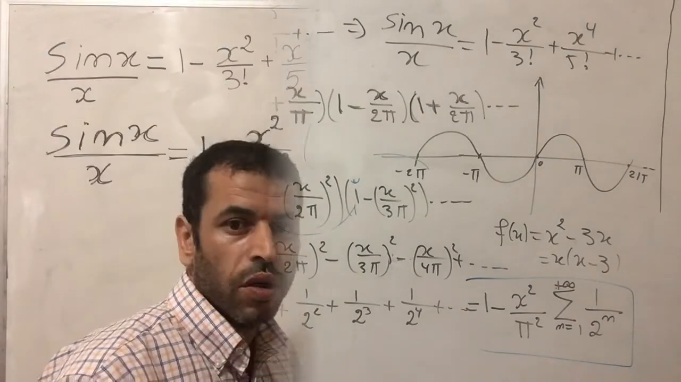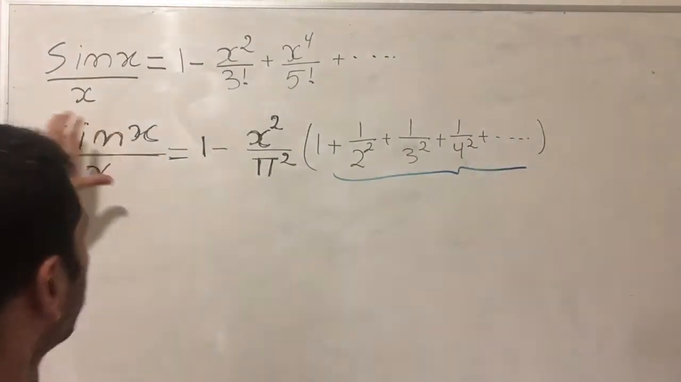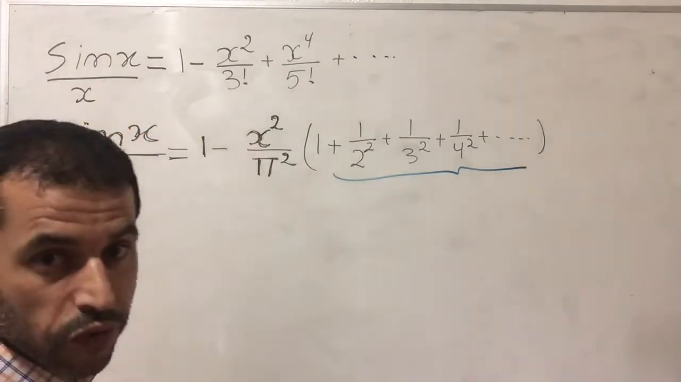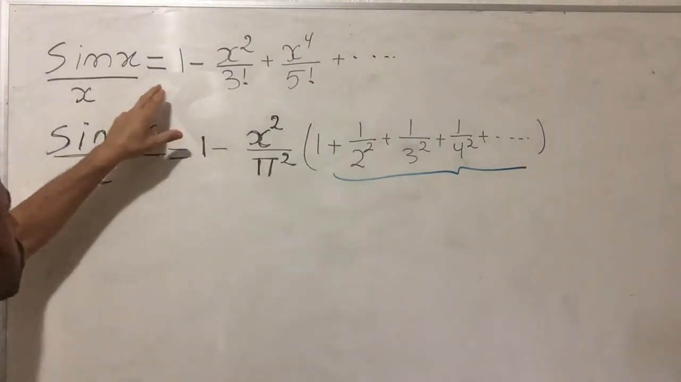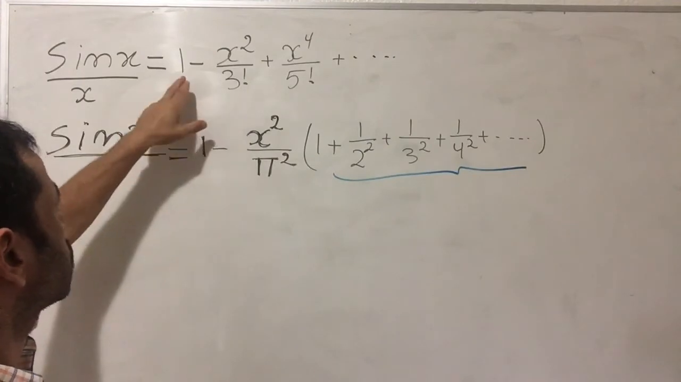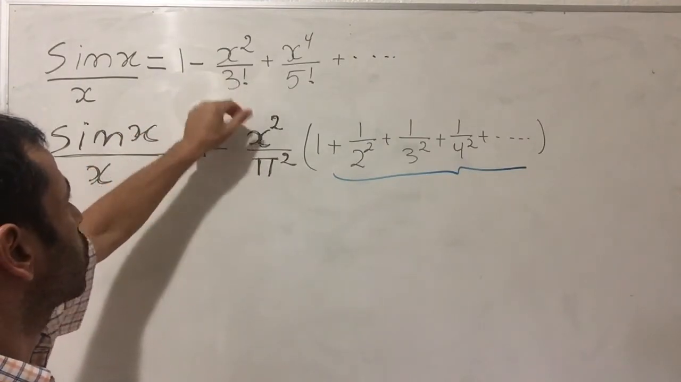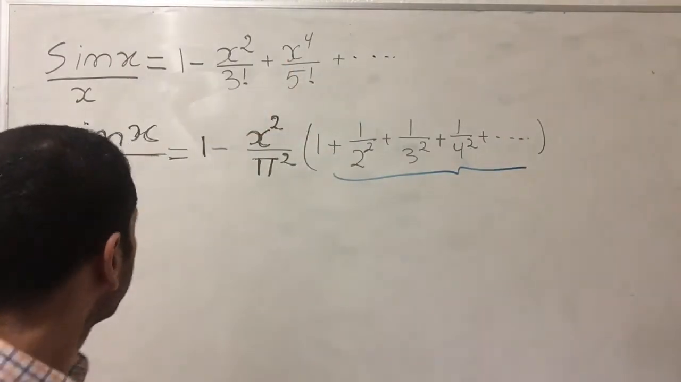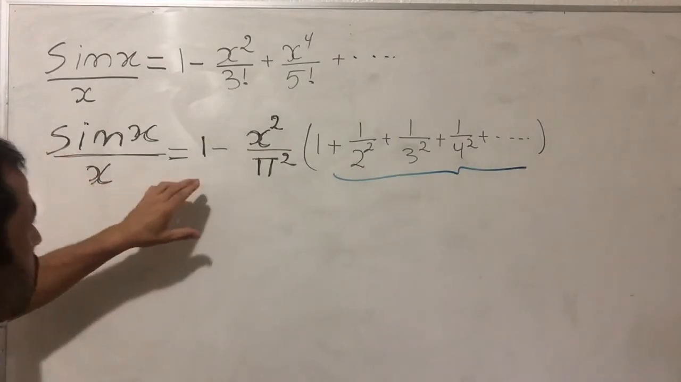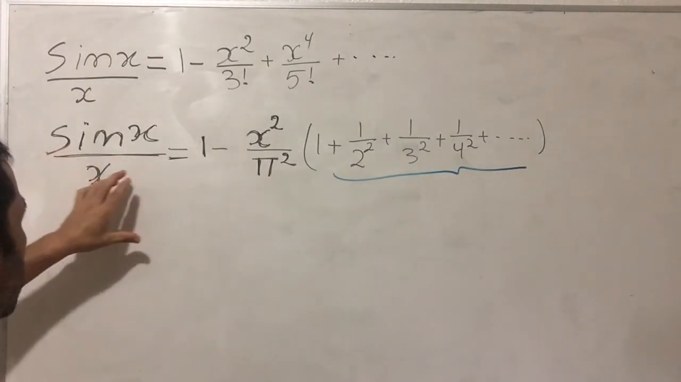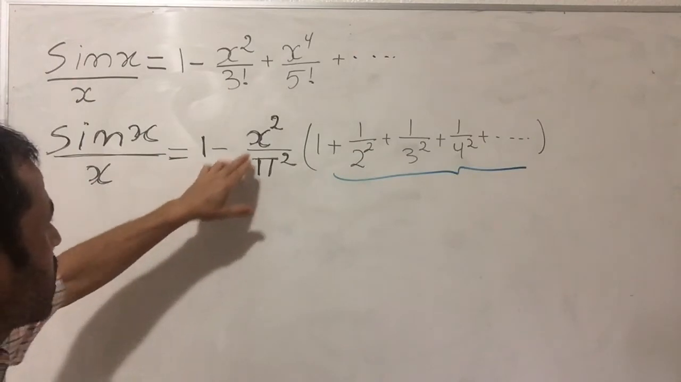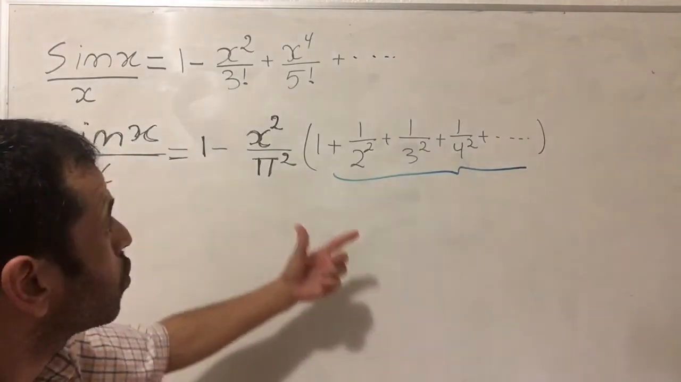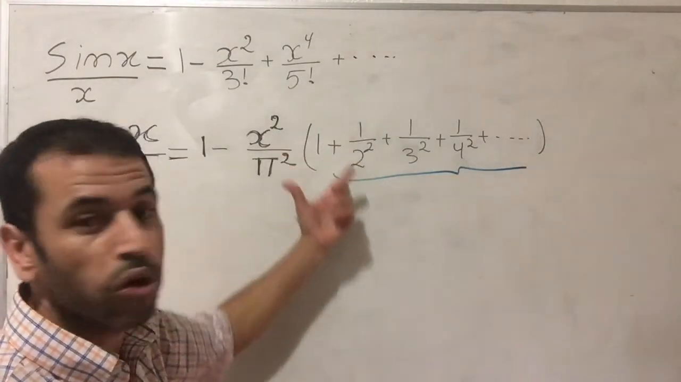Now we were at this expression. We have the same function written in two different forms. The first equation is written in the form of the Taylor expansion, which is 1 minus x squared over 3 factorial plus x to the fourth over 5 factorial and so on. The same function is written in this form: sine x over x equal to 1 minus x squared over pi squared multiplied by this sum. Now I'm going to make the comparison between terms.